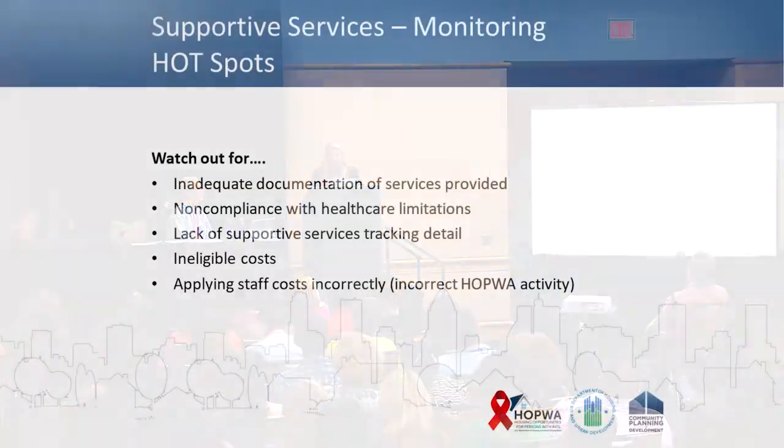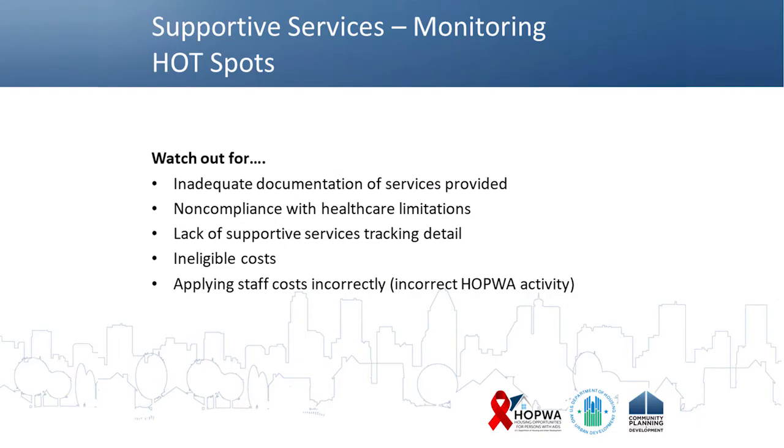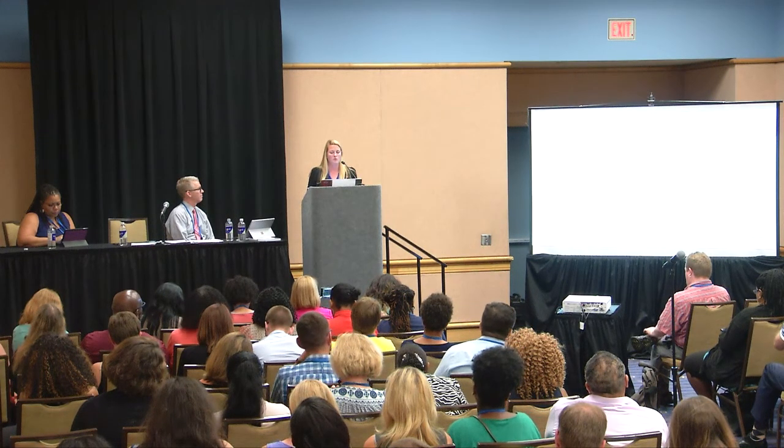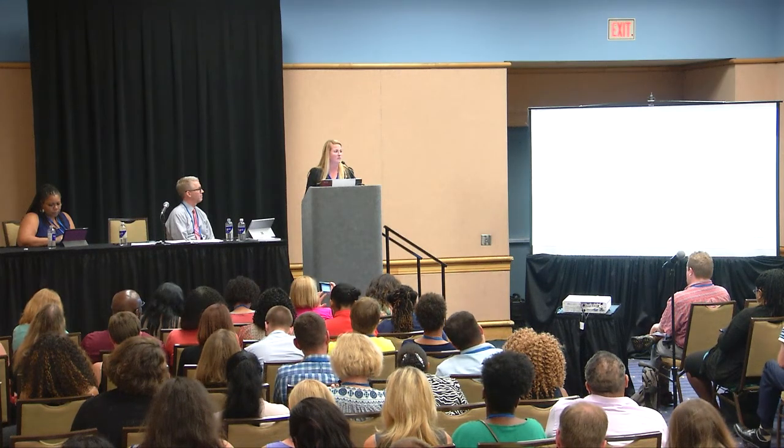All right, and supportive services. Some monitoring hotspots for this. Once again, we can't reiterate enough: documentation. Make sure you're documenting the types of services in a client file and tracking those. This is something that is also reported out in your APR or CAPR, so make sure that you have documentation of all the services you've provided.